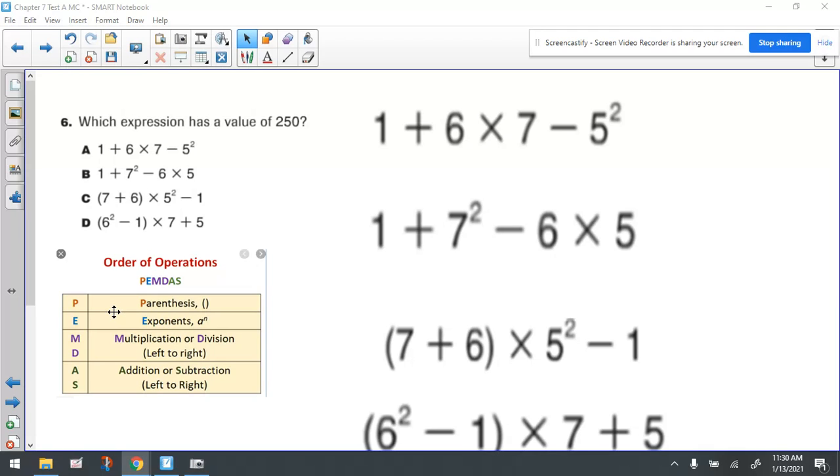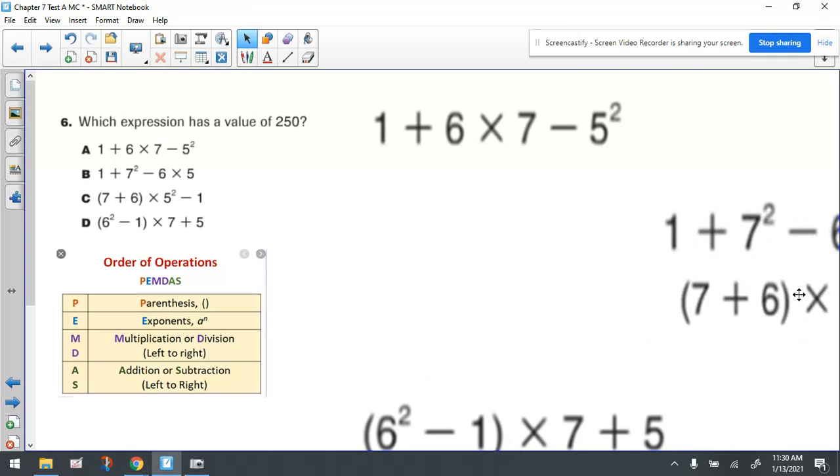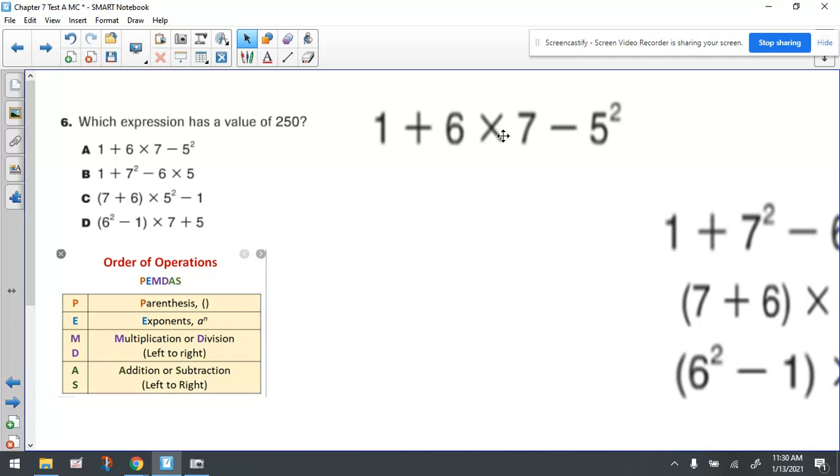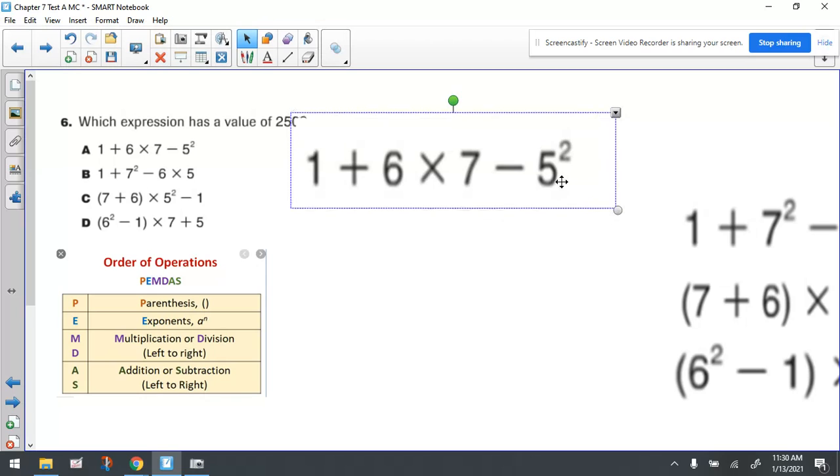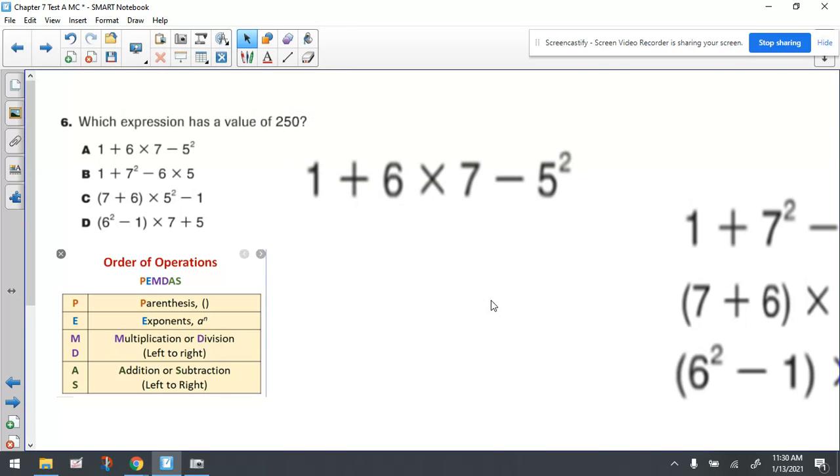because even though they don't remind you, you always have to follow that whenever you see multiple operations, like we see add, we see multiply, we see subtract, we see exponents. So let's go through. I'm going to look at choice A first, just because we're going to go through it methodically. And if we do that, I think that's going to be best. All right, so what are you supposed to do first?